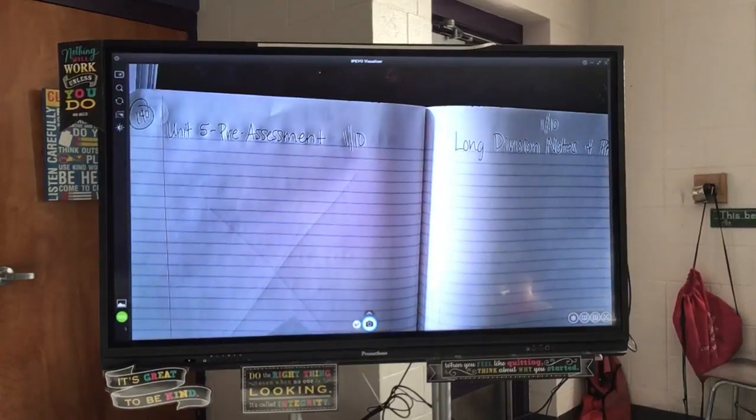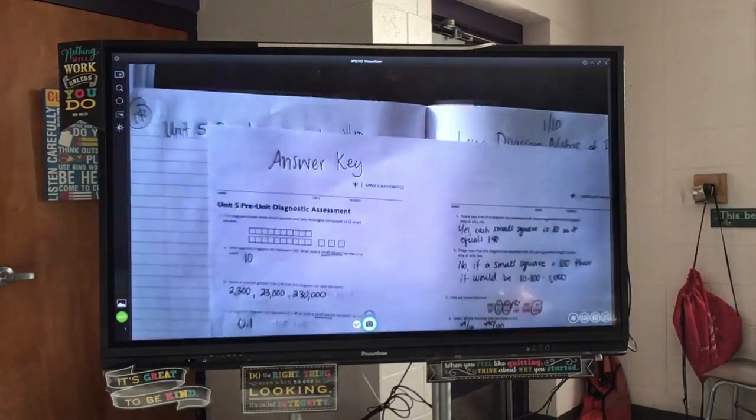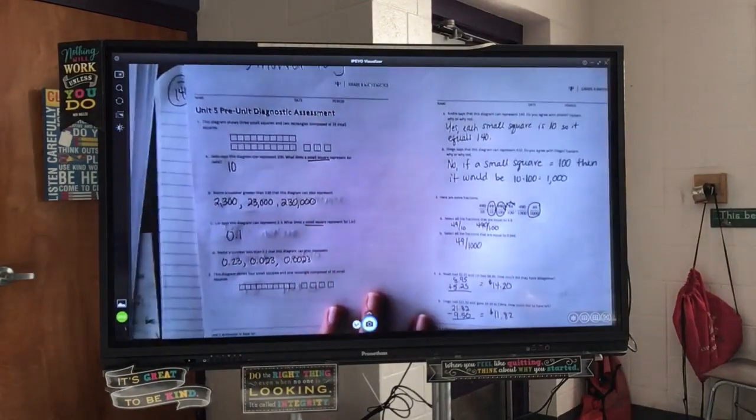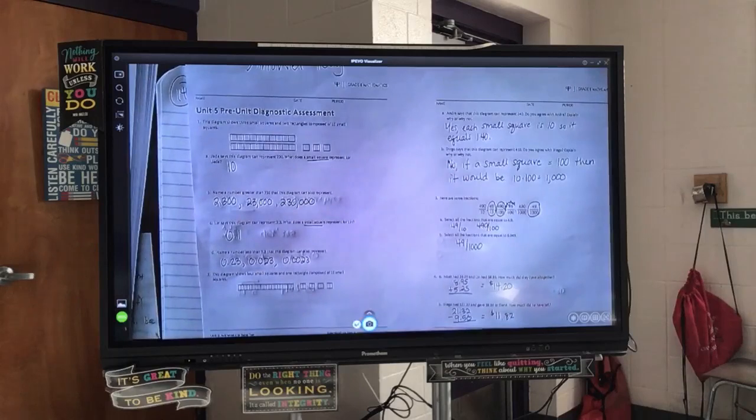So let's just quickly go over this. For question number 1A, B, C, D, it's saying, Jada says this diagram can represent 230. What does a small square represent for Jada? She should have had 10.